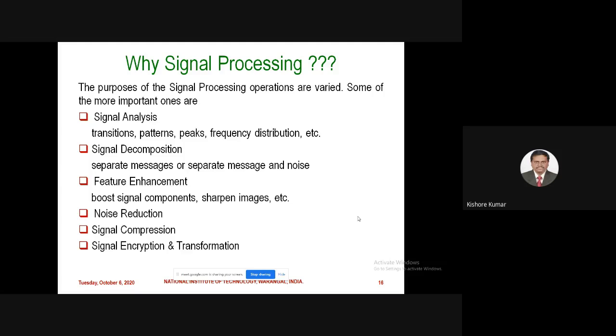Now, I have told you six different types of operations, or six different purposes. Why do you want to go for signal processing? Again, I'll repeat. Please, can anyone tell me why you want to go for signal processing?